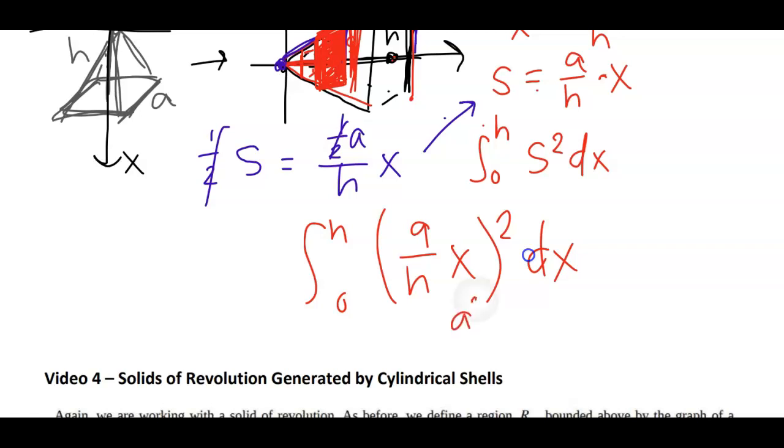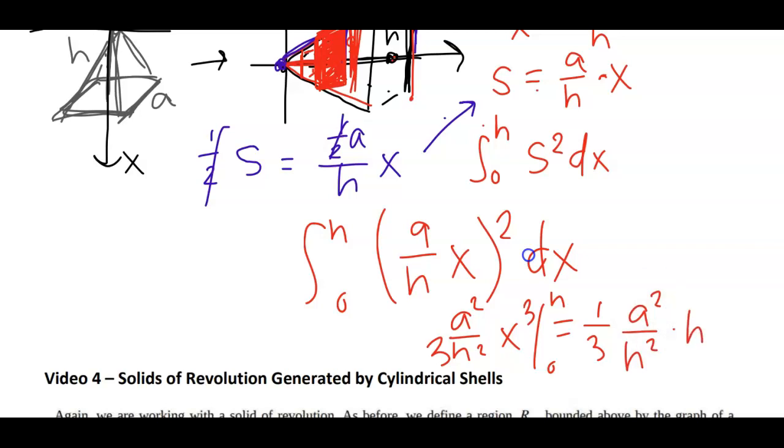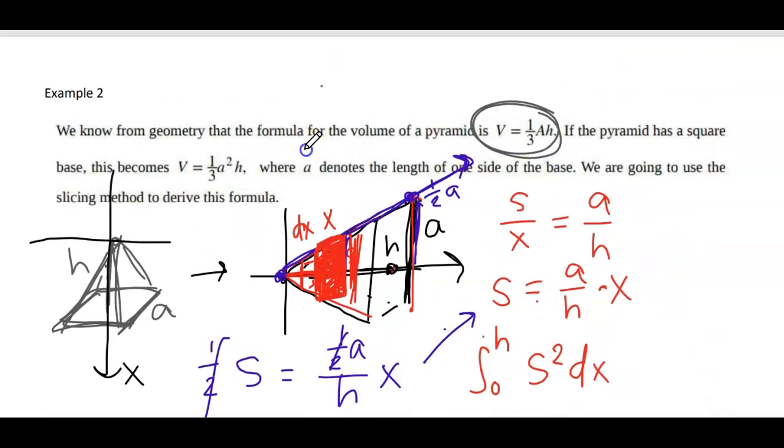A squared over h squared can come out of the parentheses. I then have 1/3, so I'm going to put a 3 here, x cubed from 0 to h. I end up getting 1/3 a squared over h squared times h cubed, and these simplify, and you can see that is the equation of the pyramid.